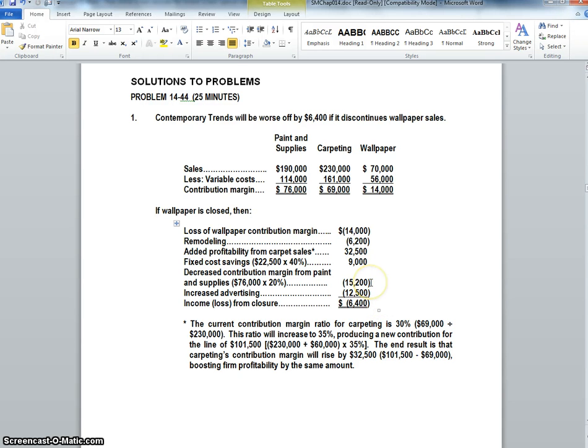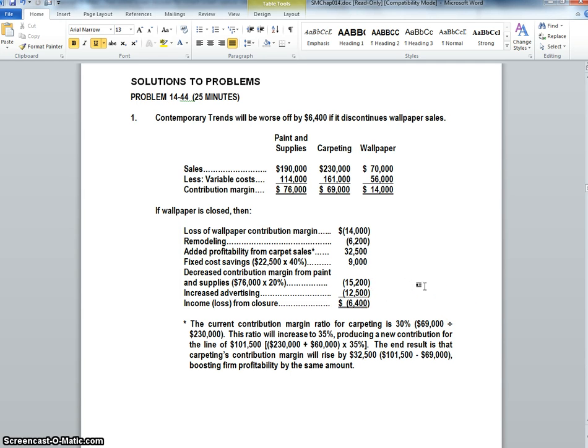There's decreased contribution margin from paint and supplies. Recall in the problem, if wallpaper closes, some of those wallpaper customers bought paint and supply materials. And as a result, if you get rid of wallpaper, they're going to get that somewhere else, including the paint and supplies that they would tag on to their wallpaper purchases. So that is calculated as basically taking the 76,000 contribution margin times the 20% given to you in the problem.